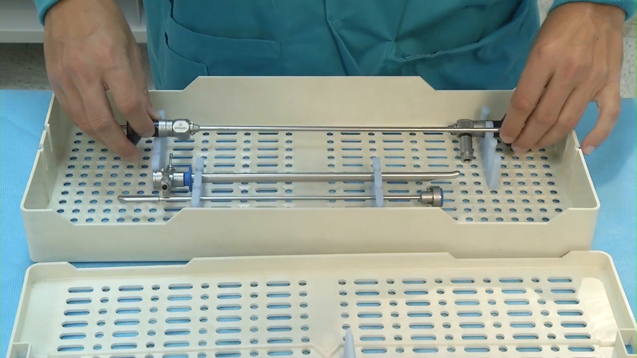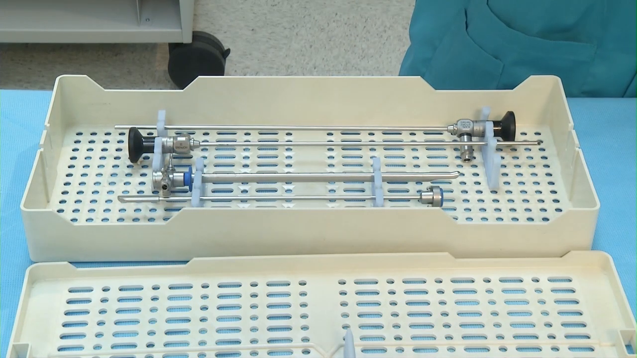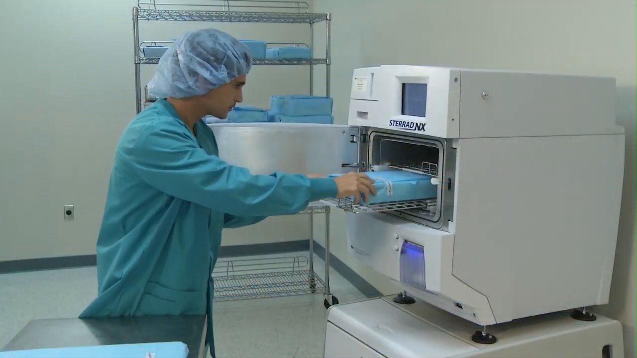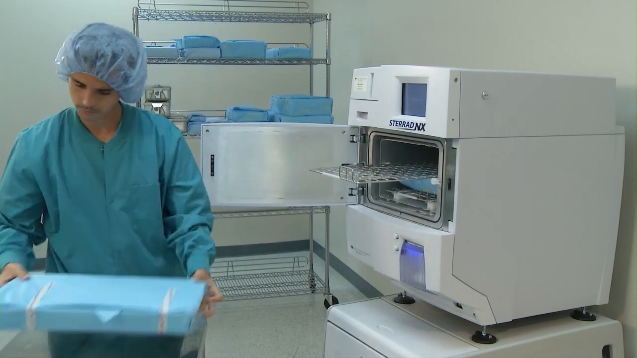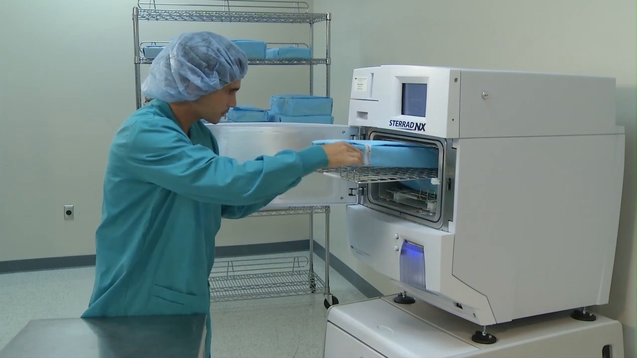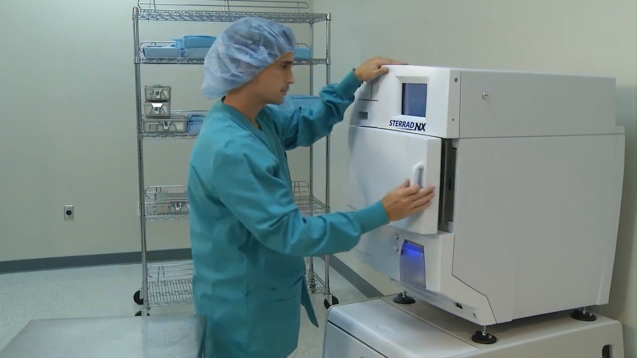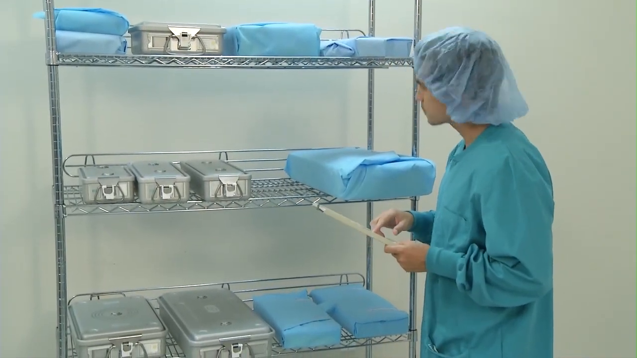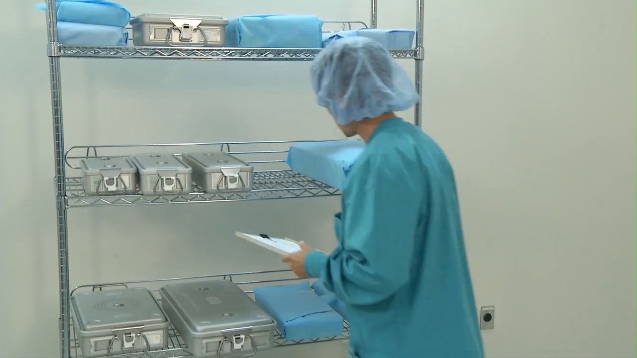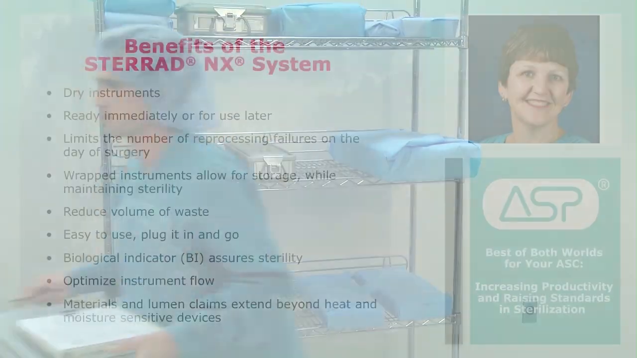With the STERRAD Annex system, you can optimize instrument flow by processing instruments in a single container all at once. When the STERRAD Annex system cycle is complete, it is sterile and ready to use right away or at a later date, making work more efficient and giving you a sterile inventory that helps to minimize the risk of not having the instruments you need when you need them due to last-minute reprocessing cycle failures common with just-in-time processing.